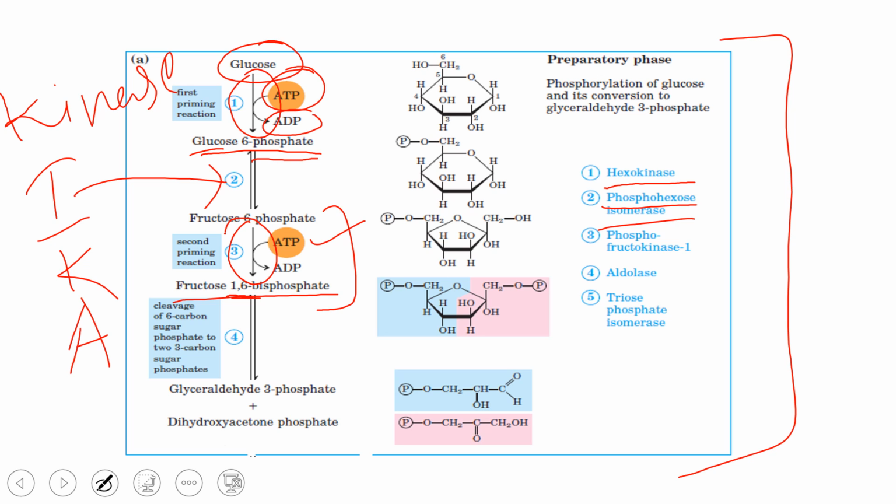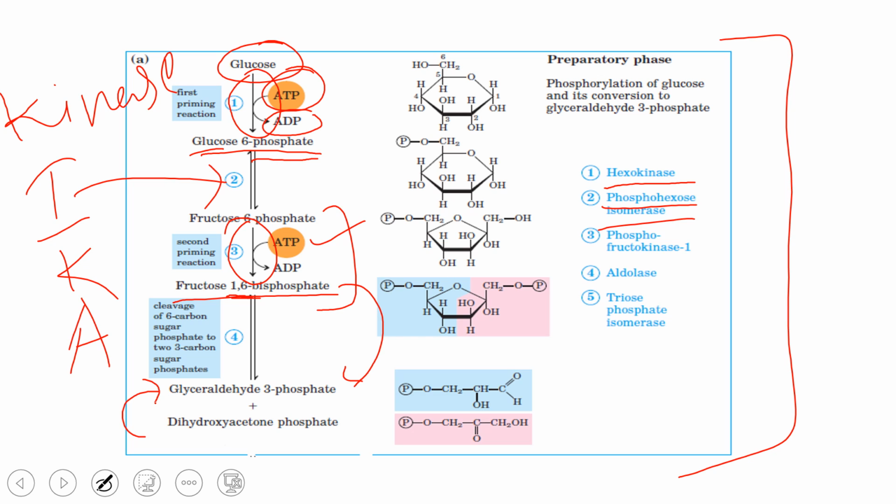Next, the fructose 1,6-bisphosphate is converted into glyceraldehyde phosphate by the enzyme called aldolase. This aldolase will convert the fructose 1,6-bisphosphate into glyceraldehyde and dihydroxyacetone phosphate. Dihydroxyacetone phosphate is again converted into glyceraldehyde 3-phosphate by the enzyme called isomerase.